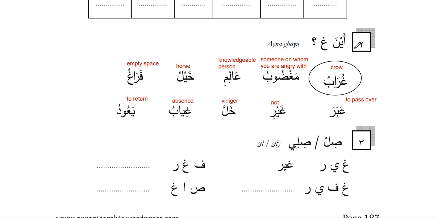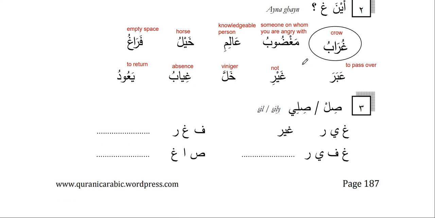Now exercise 2. Aina ghain. So here there are random words. Ghurab means crow. Maghdub. Heavy, heavy. Light, light. And this is light. Maghdub. Yes, there is a ghain here. Alim. There is no ghain.